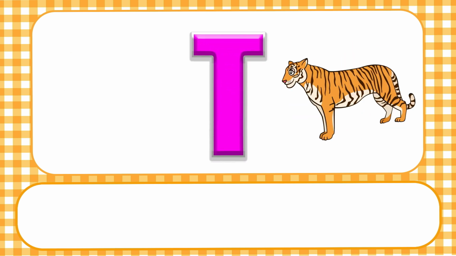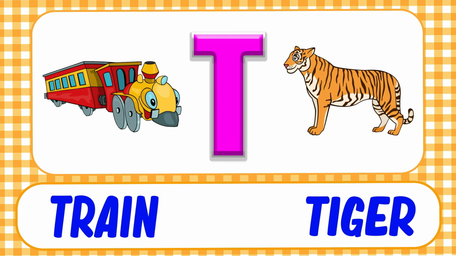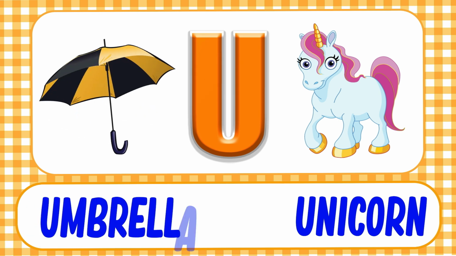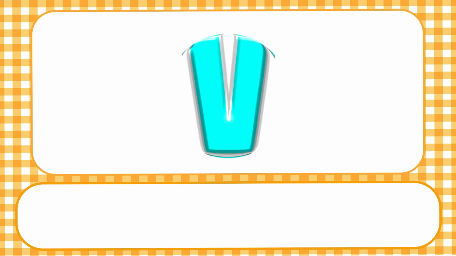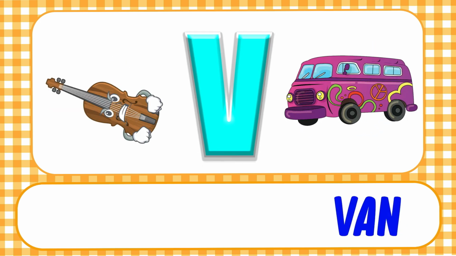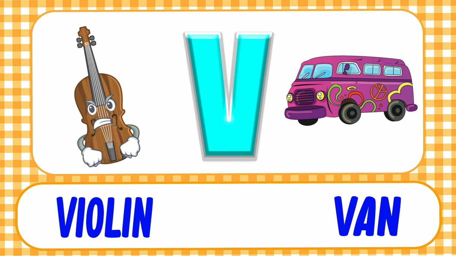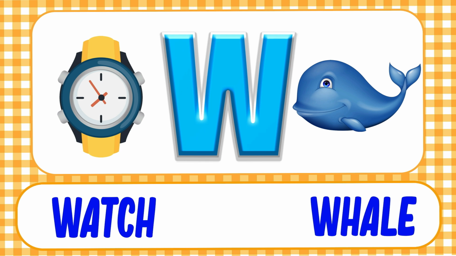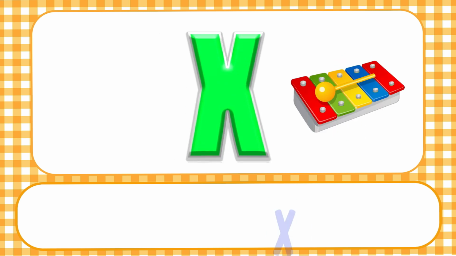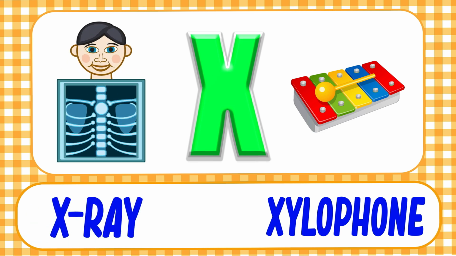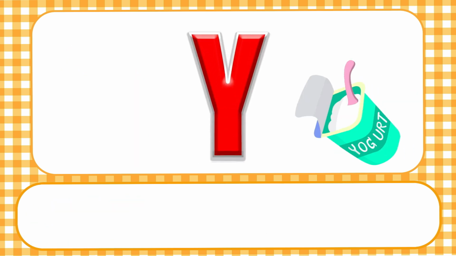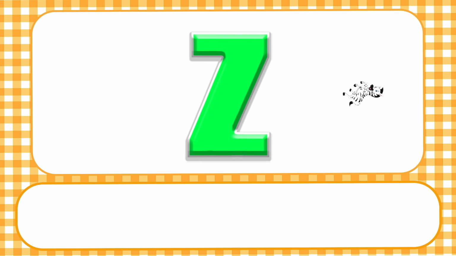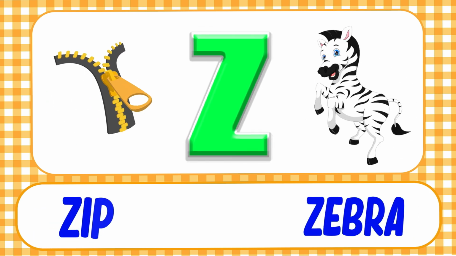T, t, t, tiger. T, t, train. U, u, unicorn. U, umbrella. V, v, v, van. V, v, violin. W, w, w, watch. X, x, x, xylophone. X, x, x-ray. Y, y, y, yogurt. Y, y, yo-yo. Z, z, z, zebra. Z, z, zip.